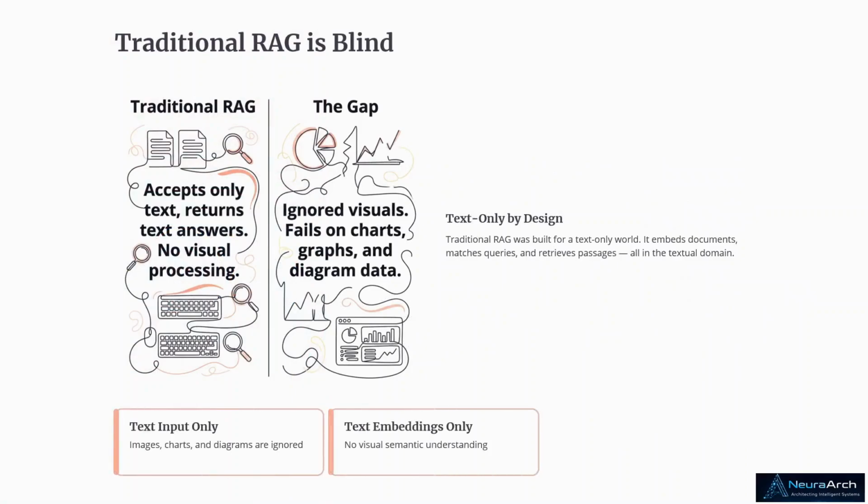The traditional RAGs are designed for processing text input. They will not be able to see images or charts, but they will be able to read the text. The diagrams and charts will be ignored. Embeddings for charts and images will not be possible using the traditional RAG.